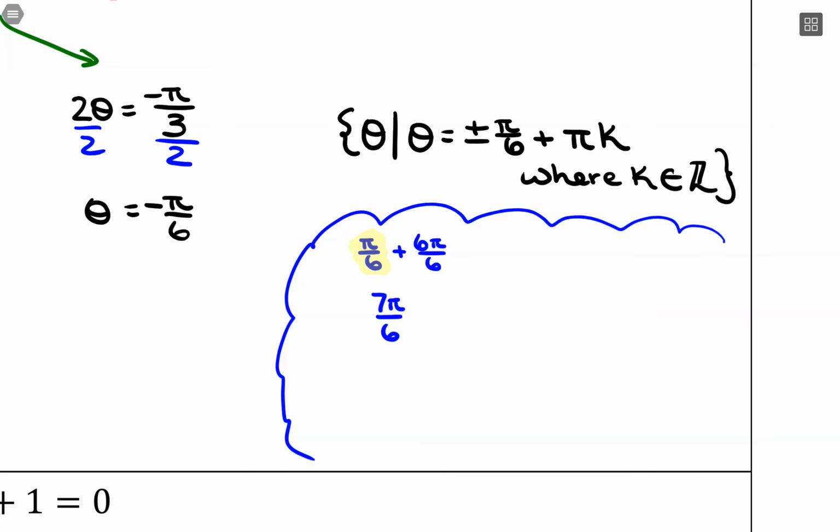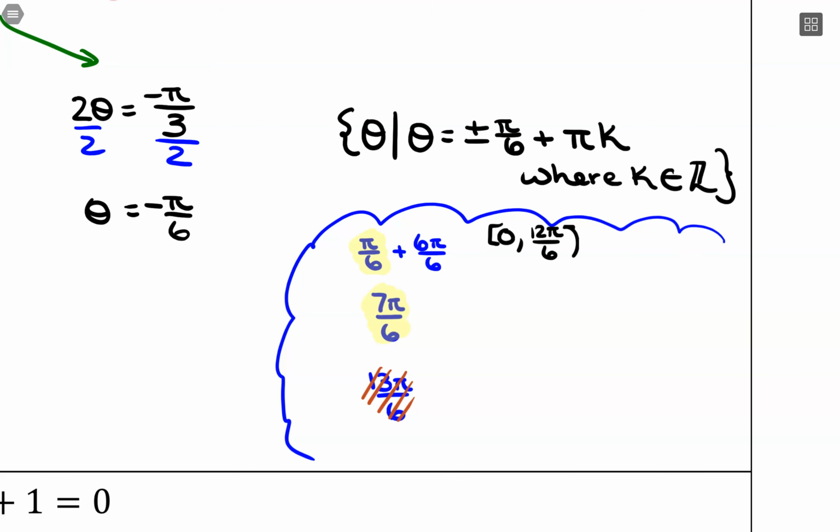Then if I added 6 pi over 6 again, that would get me 13 pi over 6. However, that goes beyond 2 pi, because 2 pi would be 12 pi over 6. So for this, I'm looking from 0 to 2 pi, which with a denominator of 6 would be 12 pi over 6, just to give me an idea that 13 pi over 6 goes beyond that, so I don't want to use it. So I have these two solutions of pi over 6 and 7 pi over 6.